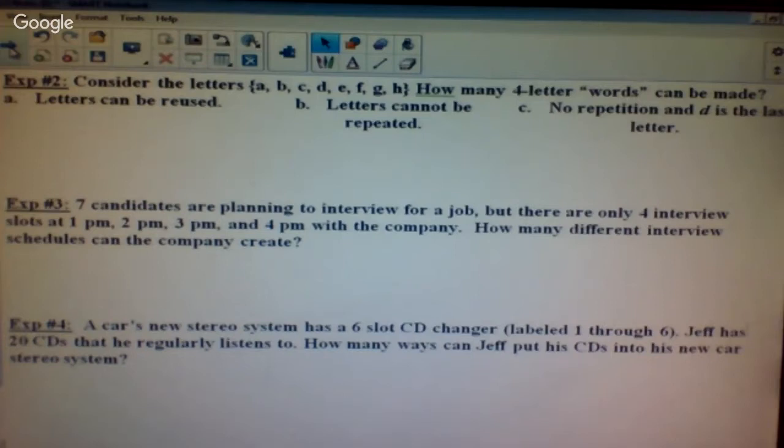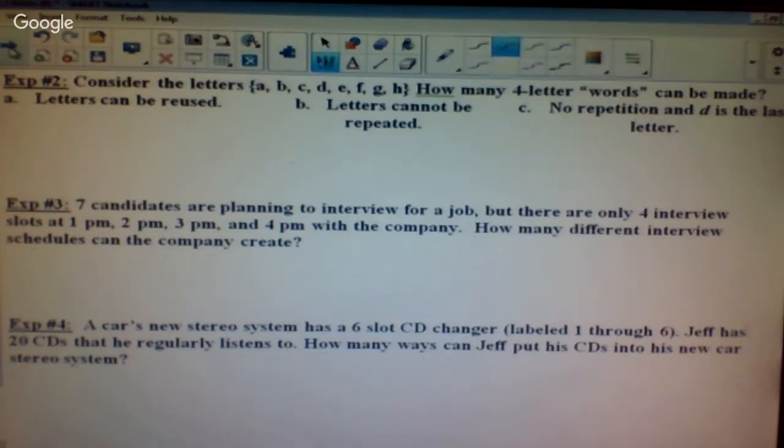So, when we deal with these problems now, you need to ask yourself, can anything be repeated? If it can, it's automatically just a multiplication statement. I have to do this times this times this times this. There's no way around it. Okay? If it's not being repeated, and the order matters, it's a permutation. So start getting those questions in your head.